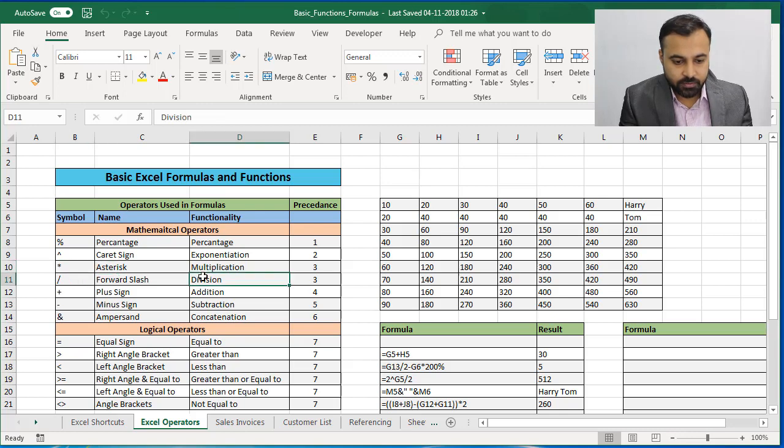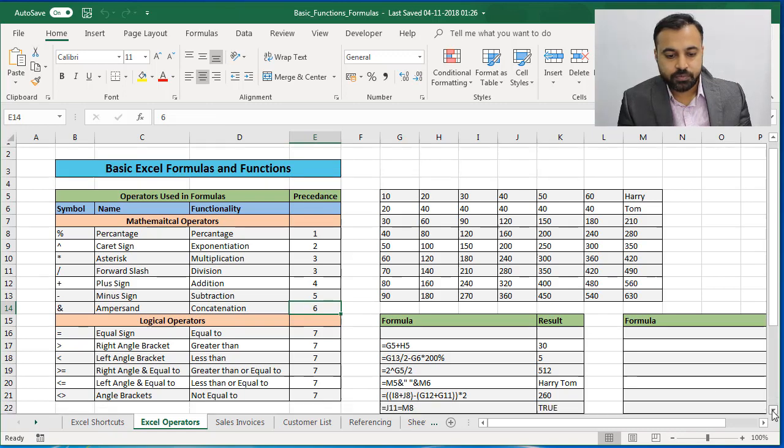Next is division. Symbol is /. This is the symbol. The division is also on 3rd precedence. So whichever is written earlier, it will get calculated first. Next comes addition. This is the symbol. Subtraction. This is the symbol. And ampersand sign, that is concatenation. This is basically a text operator where the ampersand sign, concatenation, is used to connect two text strings. It has got a precedence 6.